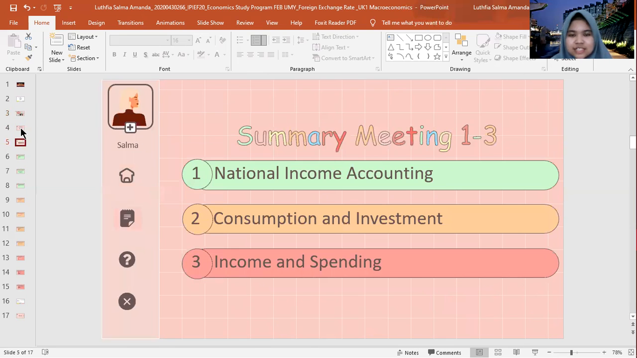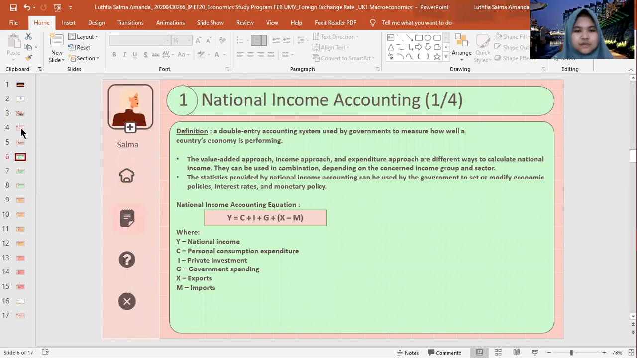And there are 3 summary chapters from meeting 1 until meeting 3 of Macroeconomics: first, national income accounting; second, consumption and investment; and the last is income and spending. Our first chapter is about national income accounting. So what is national income accounting? It is a double entry accounting system used by government to measure how well a country's economy is performing.